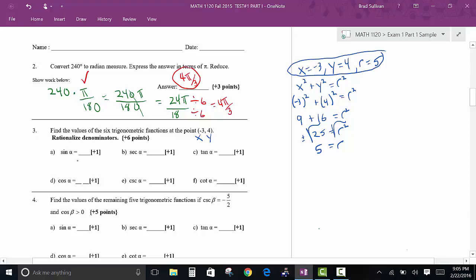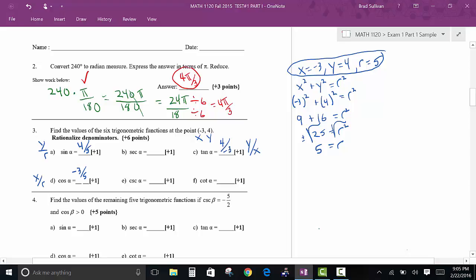Okay? So we just go to the definitions. The sine is y over r. Okay, so that would be 4/5. Okay, the cosine. The cosine's x over r. So that would be negative 3/5. Okay, the tangent is y over x. So that's going to be 4 over negative 3.